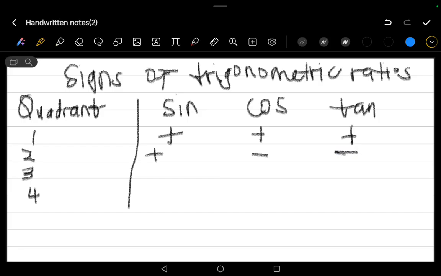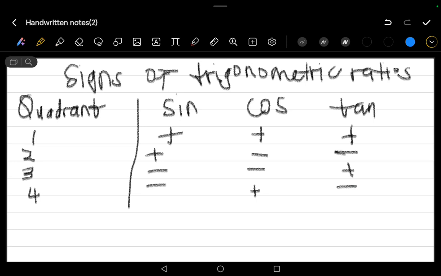And then the third one, we said only tan is positive, which means the sine and the cos are negative. Okay, and then on the fourth one, we said cosine is the only positive, which means the sine and tan are going to be negative. So you guys, you have to remember these signs because we are going to use them.